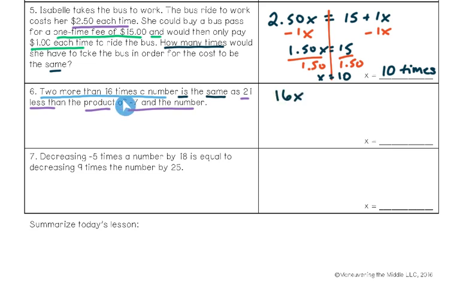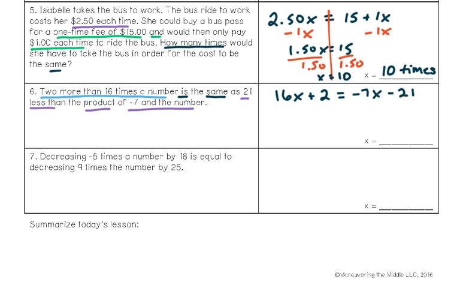I would start with 16 times the number, 16x, and it's 2 more than that, so we're going to plus 2. Is and same means equals, and it says 21 less than the product of -7 and the number. Product means times. So I'd write negative 7x, and it says it's 21 less than that. So we would write minus 21.